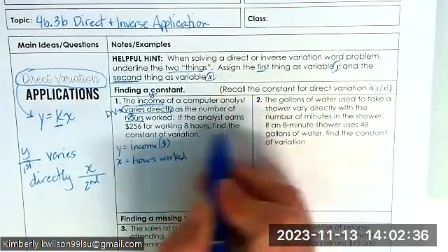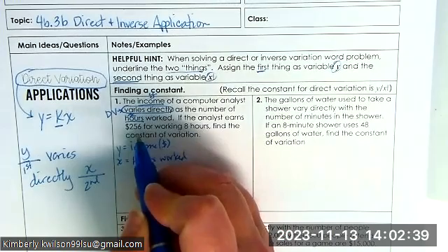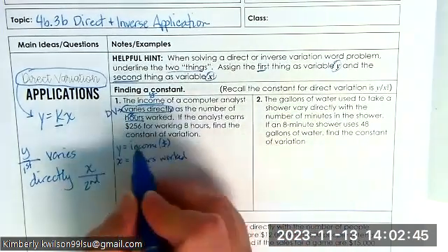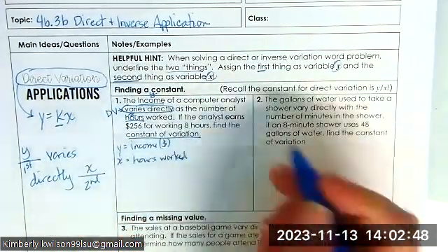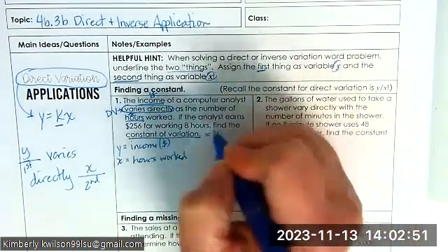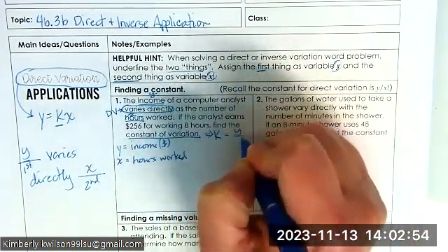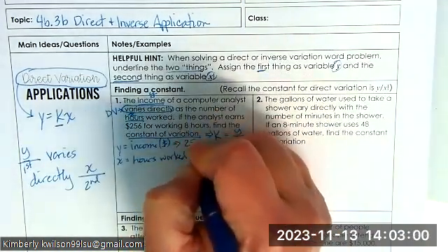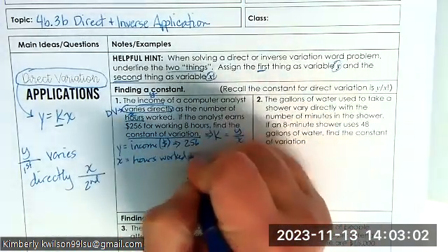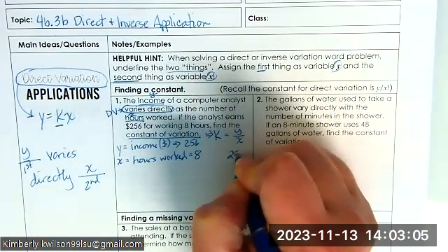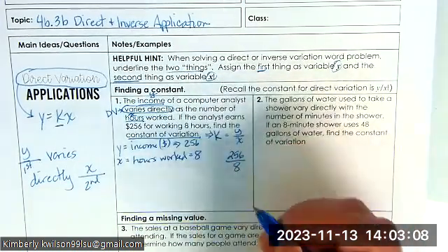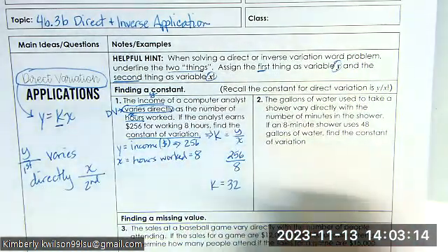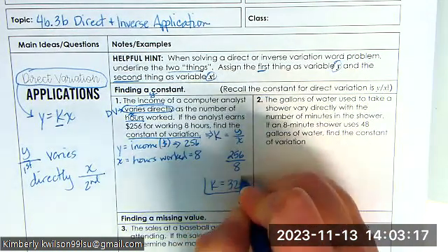All right, if the analyst earns $256 for working 8 hours. Now, remember, find the constant of variation. So I'm just wanting to find the constant of variation, which is k. And remember, to find k, that means it is y over x. So what's representing the y? The income, which is 256. What's representing the hours worked is 8. So that means I have 256 over 8, which equals 32. I just want to know what the constant of variation is, so I am done.